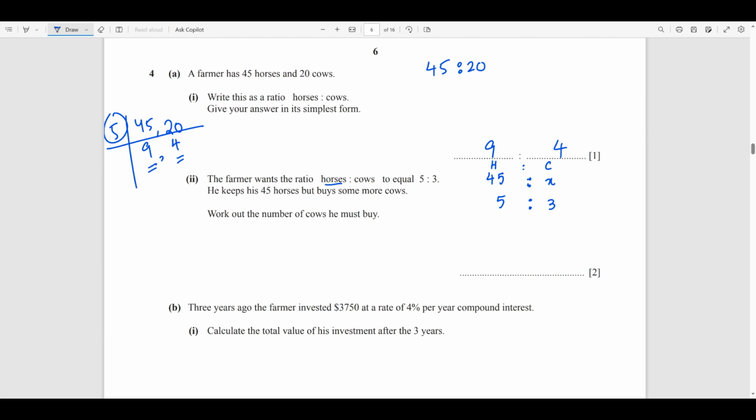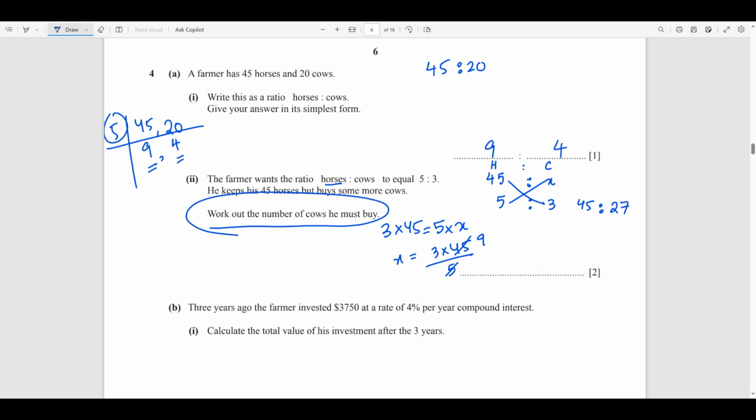You can do it by cross multiplication. You can do it by making the ratio the same, like 5 times 9 is 45, so 3 times 9 will give you this number, or you can simply do it by cross multiplication. 3 times 45 will give you 5 times x, and then x is 3 times 45 divided by 5, which is 3 times 9. 27 are the cows. The number of horses and cows have to be 45 and 27 in order to give the ratio 5 is to 3. But how many more cows? So he already had 20 cows, so I think he needs to buy 7 more cows, right?